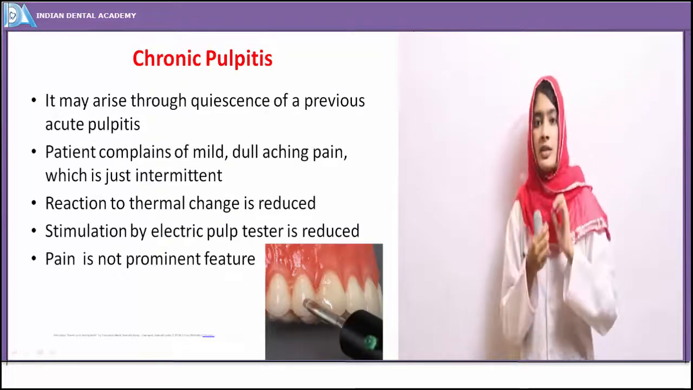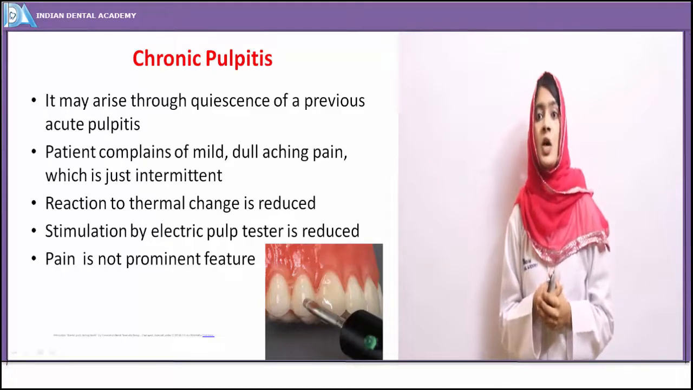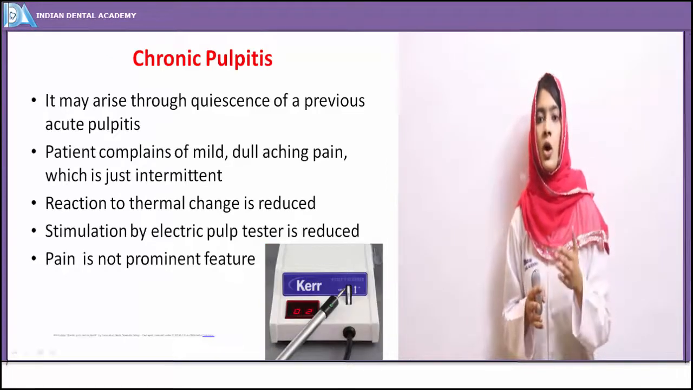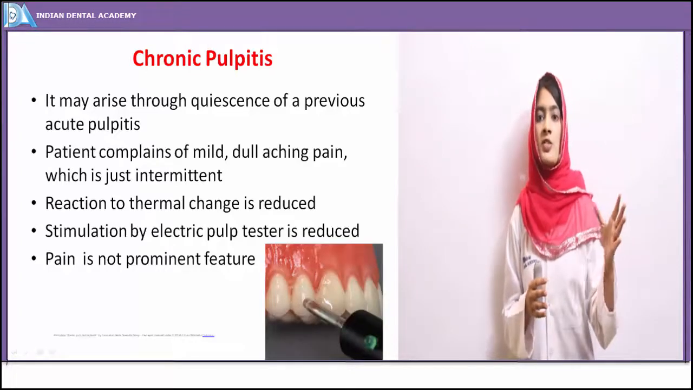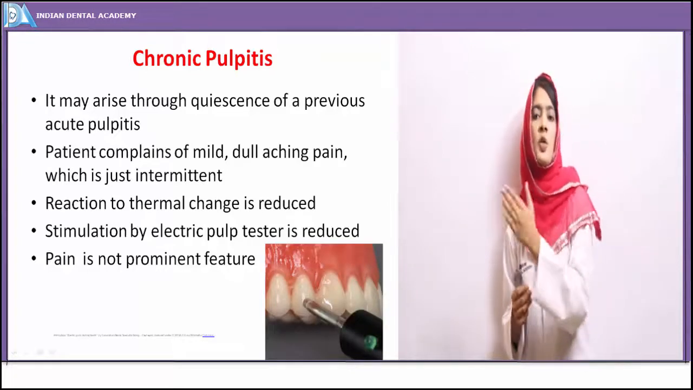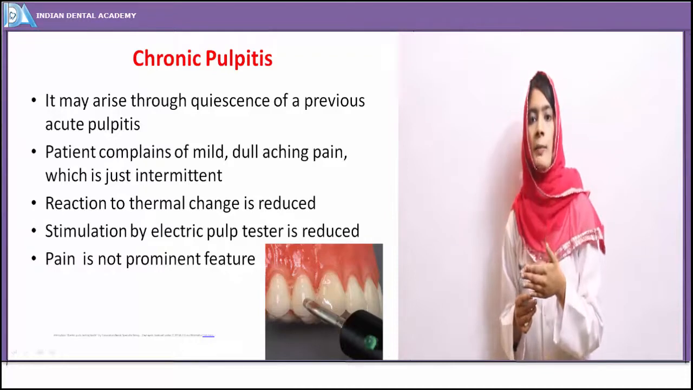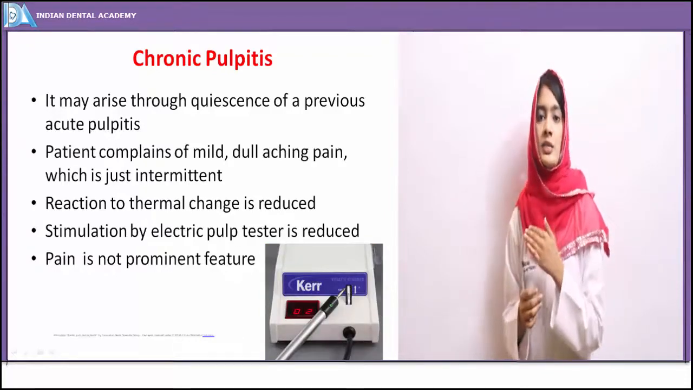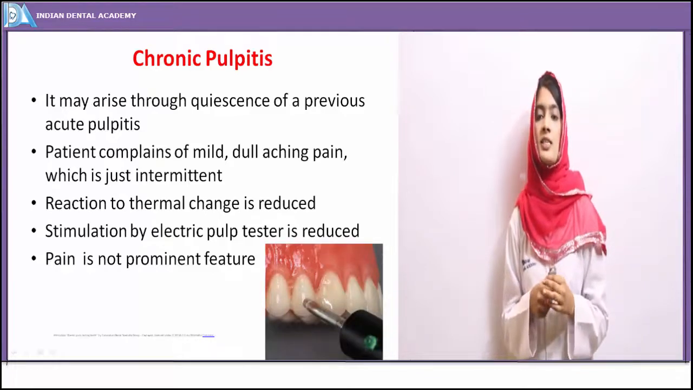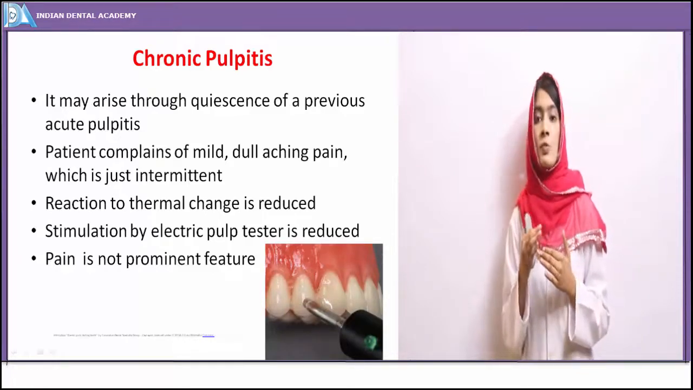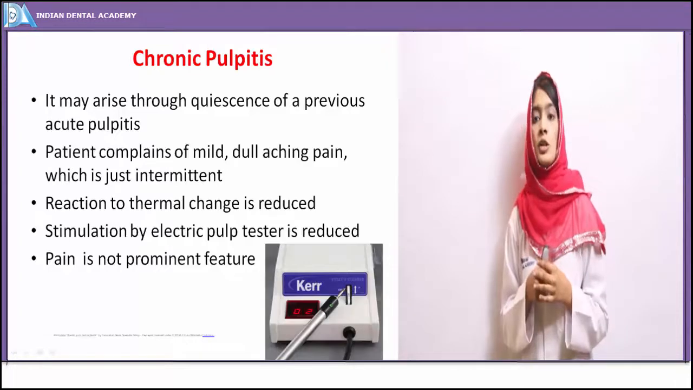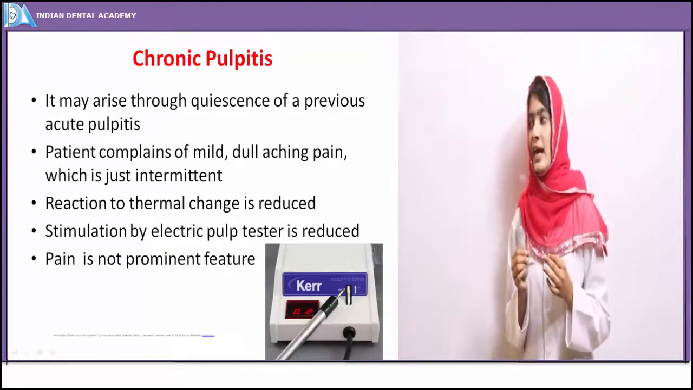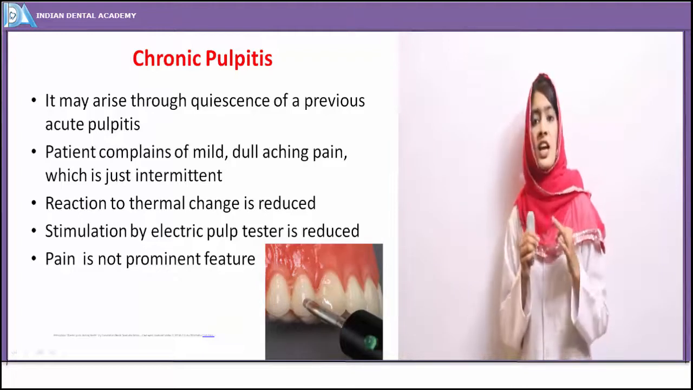Now we'll see chronic pulpitis. Chronic pulpitis may arise on its own, or acute pulpitis, when present for a long duration, progresses to become chronic pulpitis. It presents with milder clinical symptoms compared to acute pulpitis. Acute pulpitis is more painful than chronic pulpitis, and the patient complains of a mild, dull, aching pain which is intermittent in nature.